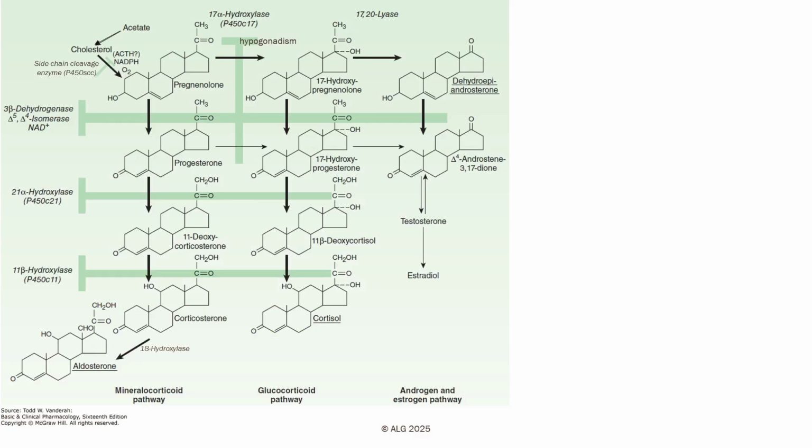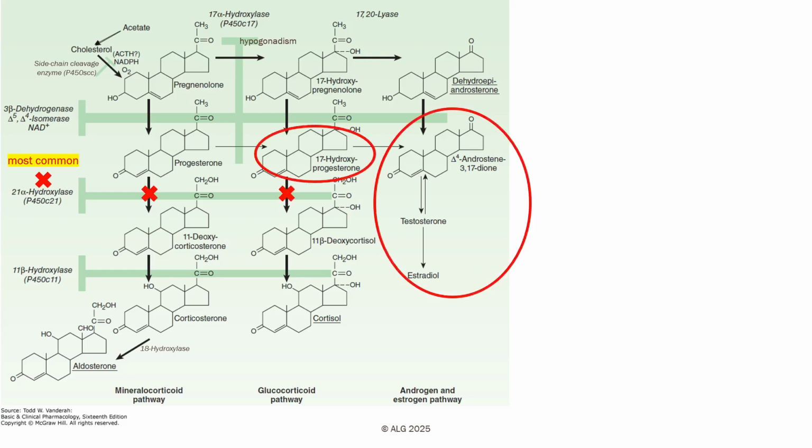In congenital adrenal hyperplasia, the most common form is caused by the deficiency of 21-alpha hydroxylase due to mutations in the CYP21A2 gene. Cortisol production is decreased, prompting ACTH to stimulate the production of adrenal hormones. Both mineralocorticoid and glucocorticoid pathways are blocked by the enzyme deficiency. So there is accumulation of the precursor 17-hydroxyprogesterone, which is diverted to the androgen pathway.